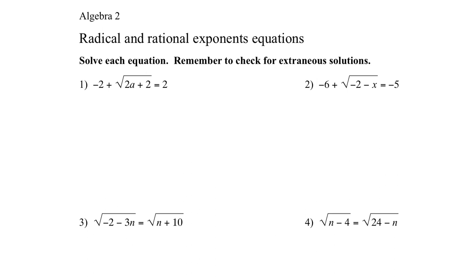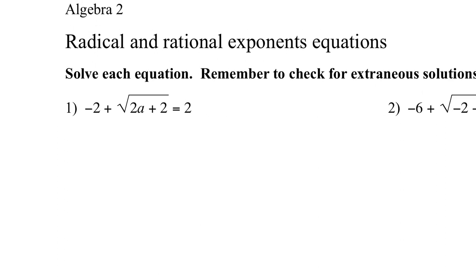In this video, we're going to be solving radical and rational exponent equations. So, with this type of equation, my first step is isolating wherever I have the radical. So I'm going to start by solving that. I'm going to add 2 first on both sides, so plus 2, plus 2. That means this cancels out, so I got the radical 2a plus 2 equals 4.